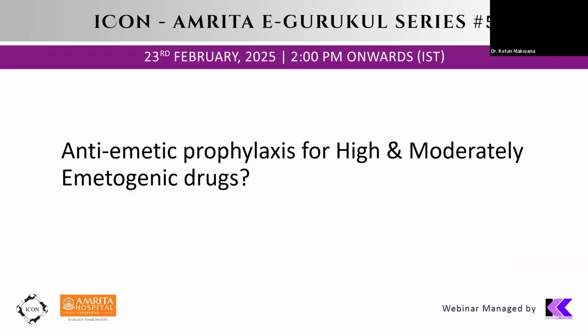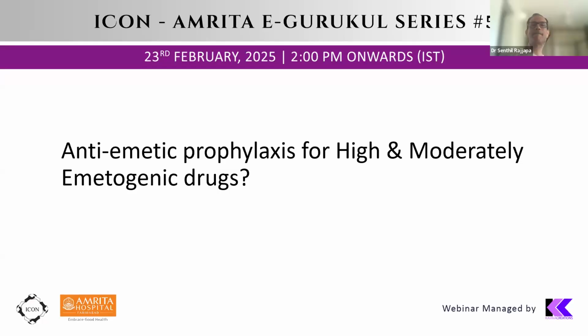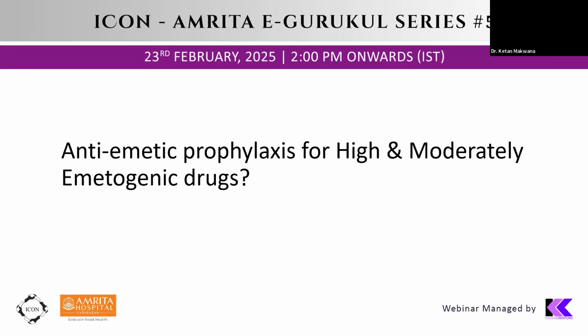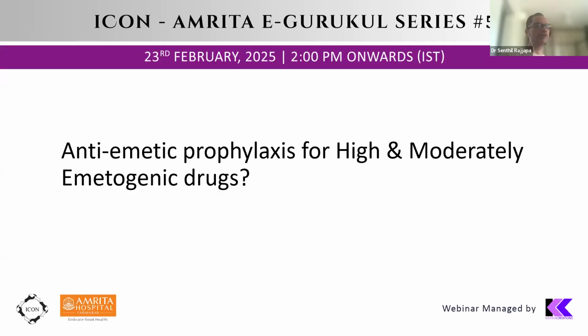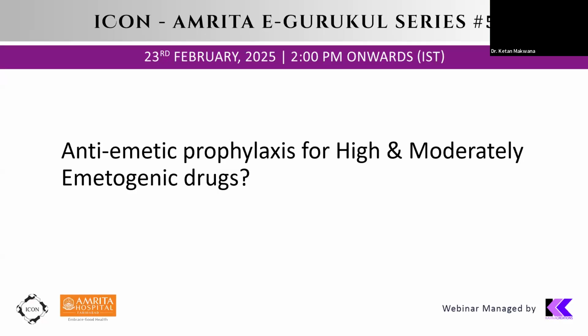Sir, the AC combination has a high emetogenic potential, and carboplatin with AUC more than 4, then doxorubicin more than 60 milligram per meter square, and epirubicin more than 90 milligram per meter square, according to the guidelines. Very good. So all the other regimens that we use are moderately emetogenic. Moderate risk. Yes. Very good.